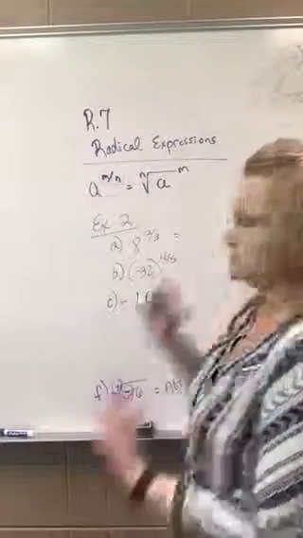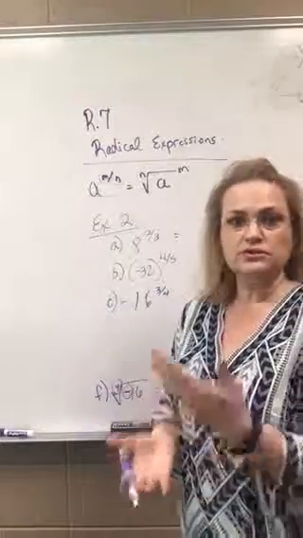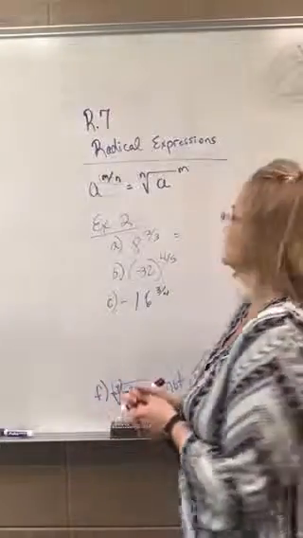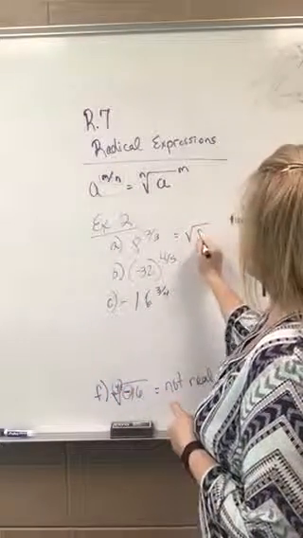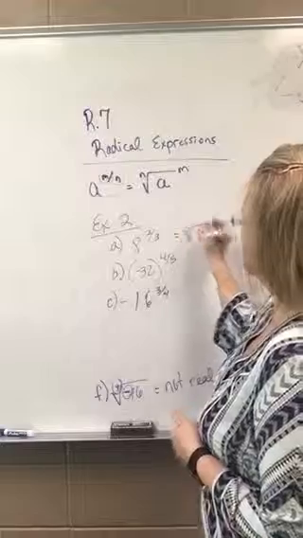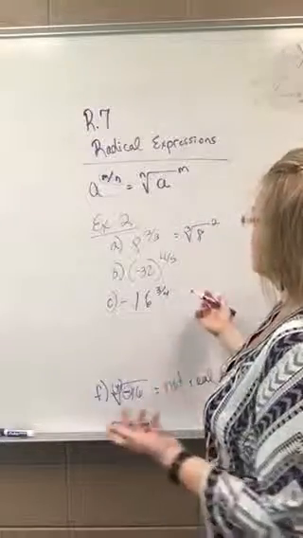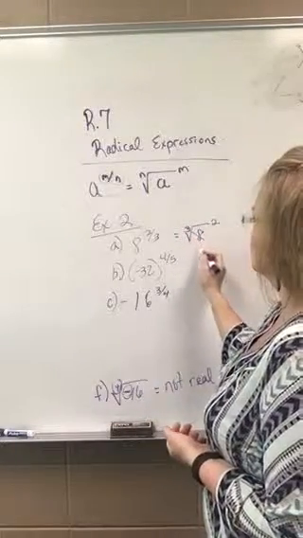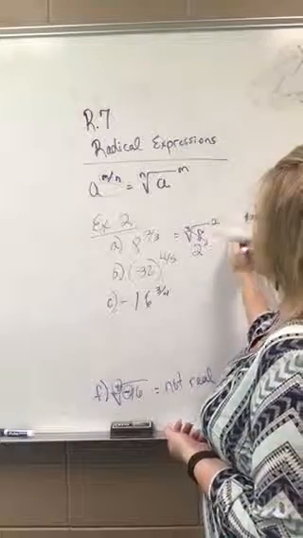Okay, so they wanted us in the directions to write it as a radical, just to practice going both directions with this. So this would be the radical 8. It's a cube root and then squared. So we could work that out because 8 is a perfect cube of 2, and then when you square it, that is 4.